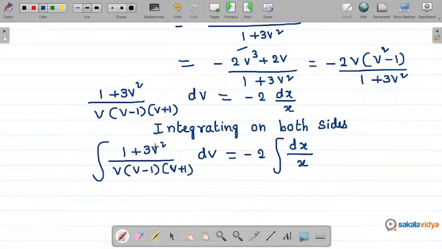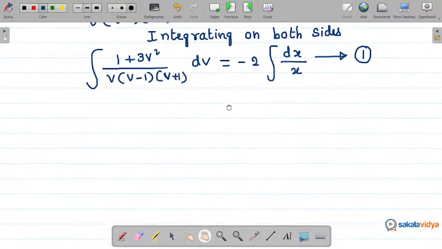Here 1 plus 3v square has degree 2, whereas v into v minus 1 v plus 1 has degree 3. So that means it's a proper fraction. And also we have linear factors here. How many linear factors do we have? Three: v, v minus 1, and v plus 1. So first of all we need to find the partial fractions of 1 plus 3v square by v into v minus 1 v plus 1. Then after that it can be integrated in an easy manner. Say this is equation 1. First let us find out partial fractions.